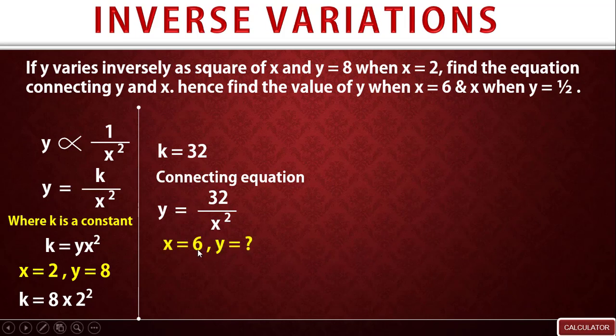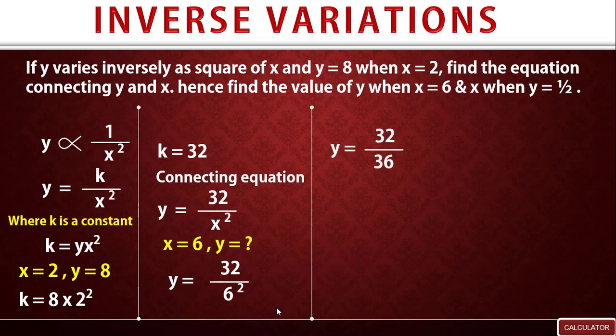So let's fix this value into this connecting equation, and then we have y equals 32 divided by 6 squared. 6 squared means 6 times 6, and that is 36. That means our y equals 32 divided by 36. So what can go into 32 and also go into 36? 4 can. 4 in 32 is 8, 4 in 36 is 9. So our y equals 8 over 9.